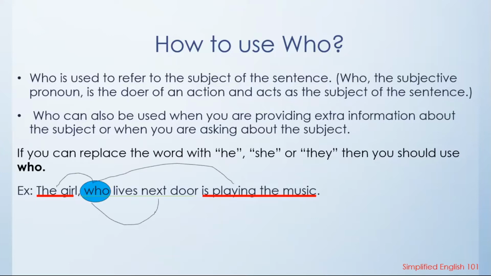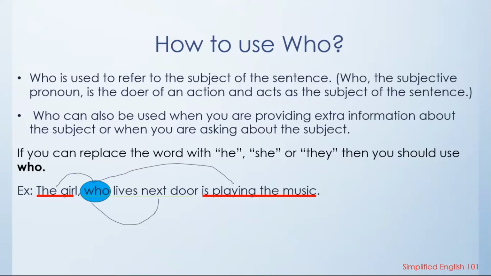By doing so, we're able to understand who the sentence is about, who the doer of the action is, and also the purpose of the relative pronoun who. The subject of the sentence is the girl, and the predicate is a part of the sentence that tells us more about the subject or what the subject is doing. What we do know is that this girl lives next door and she is playing the music.